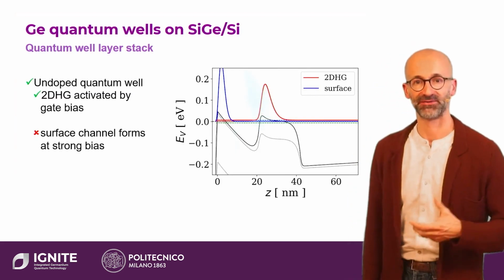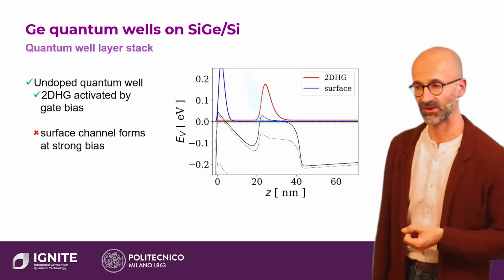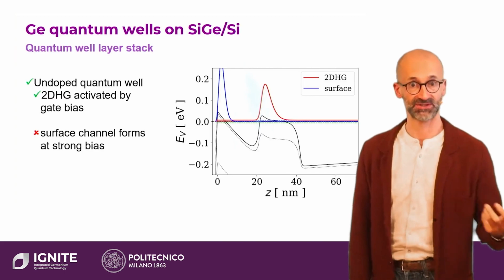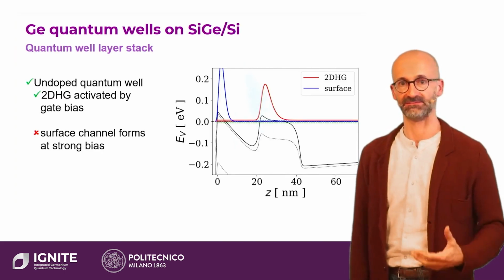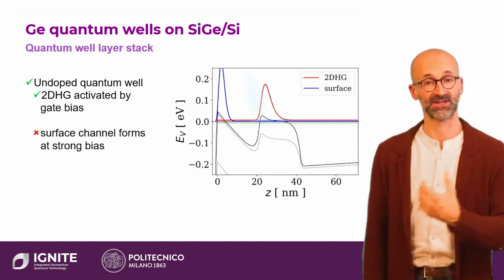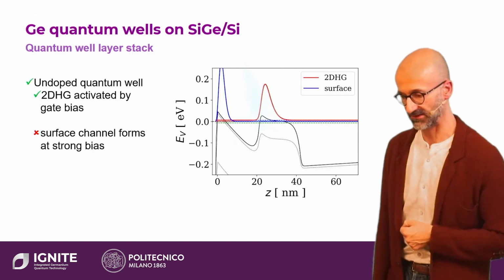So the past 3 slides demonstrate the operating range over which the quantum well will work, in between being switched completely off and being saturated, and then the surface channel being saturated such that the quantum well has reached its maximum density.